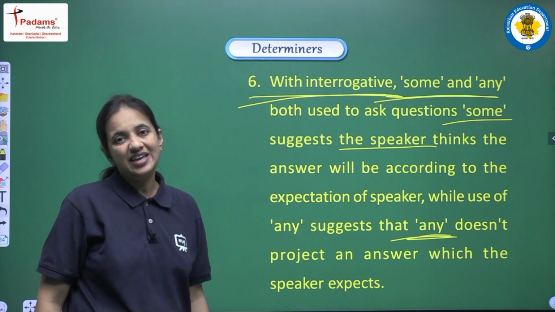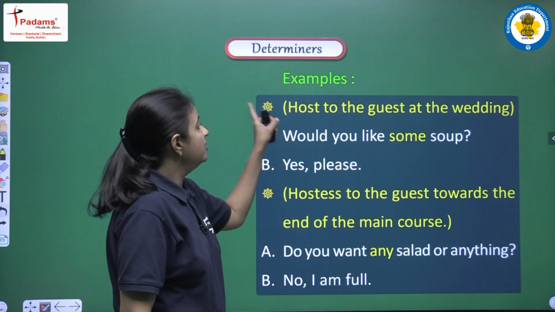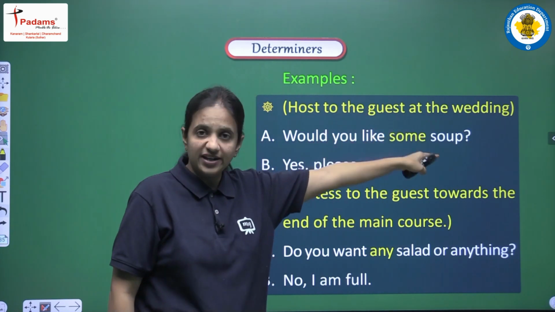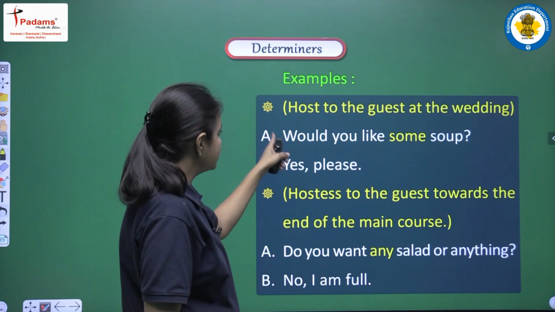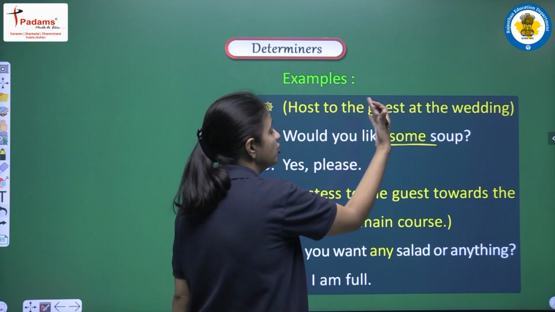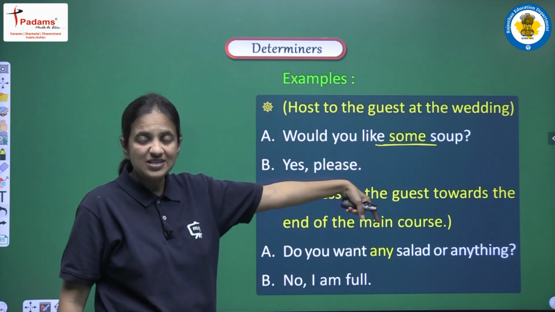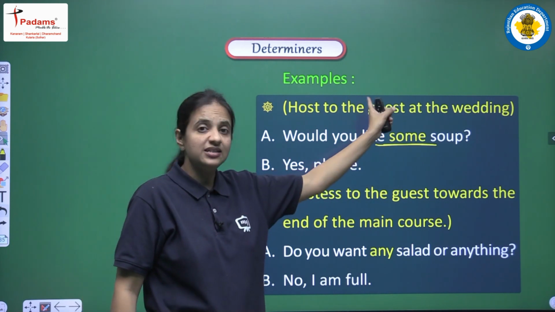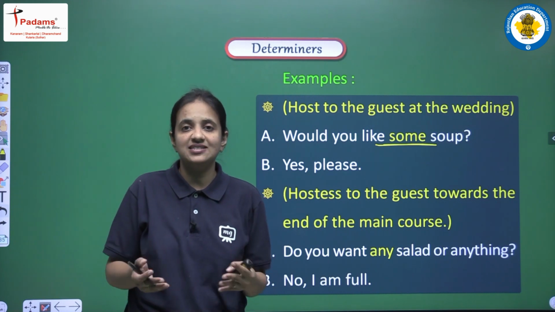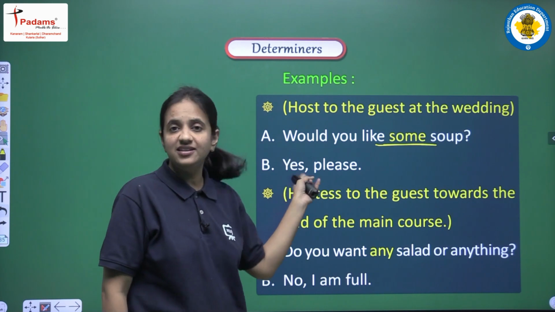So let's see some examples to understand this more clearly. We are having a host who is talking to the guest at a wedding. If he is asking this question and he is using some, he is asking, would you like some soup? Again we are having an interrogative sentence, and in this sentence he is using some. Most probably he is expecting the answer yes, and the reply that he is getting here is, yes please.